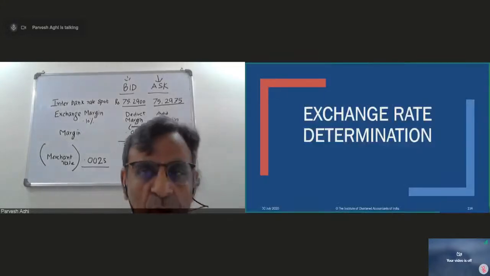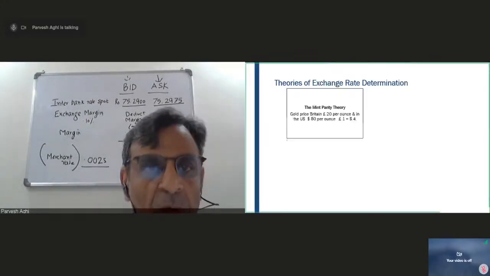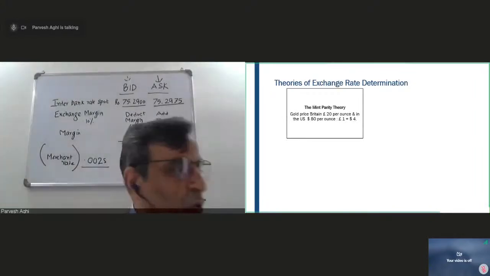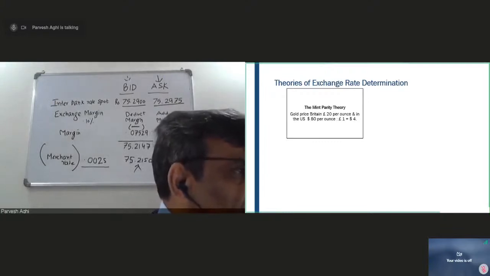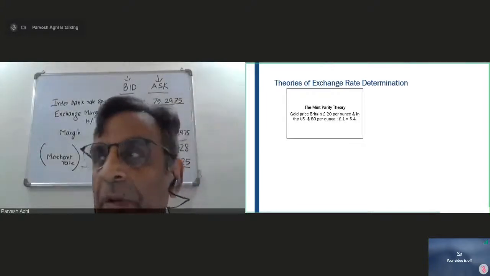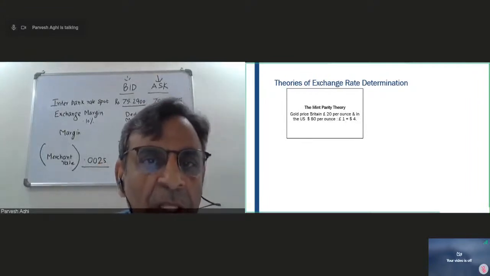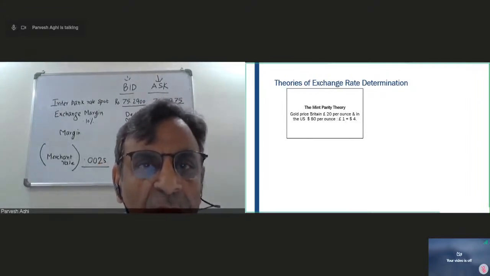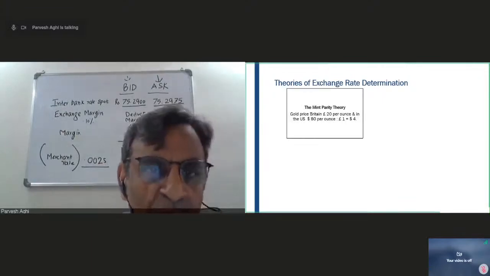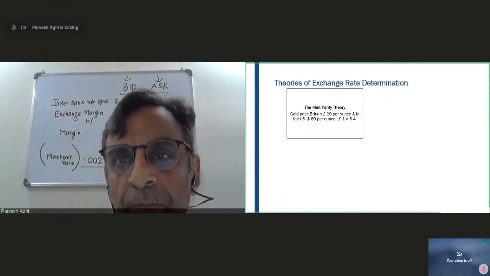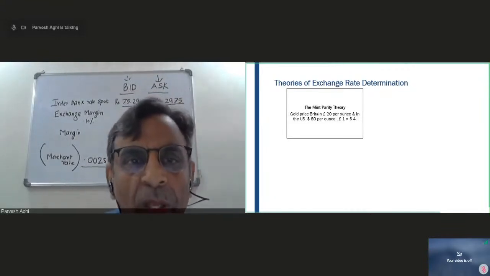So let's go to the exchange rate determination. Before we touch some study material questions, let's understand some theories. Somebody asked me how the exchange rates are determined. Who decides the bid rate? Who decides the ask rates? There are a couple of theories which offer some explanation. The oldest theory is the mint parity theory. Mint means gold coin.